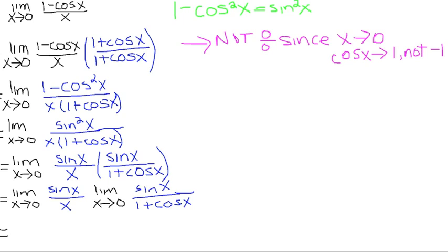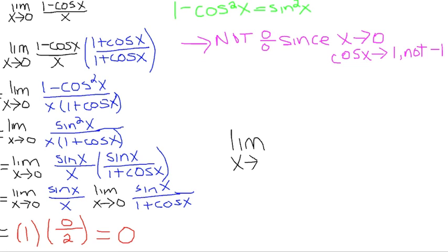Now we know what the limit as x approaches 0 of sine of x over x is. It's 1 from the previous video. The limit as x approaches 0 of sine of x over (1 plus cos of x), I can plug in x equals 0 to get 0 over 2. Multiplying these two numbers together, I get a final answer of 0. Therefore, the limit as x approaches 0 of (1 minus cos of x) over x is equal to 0.